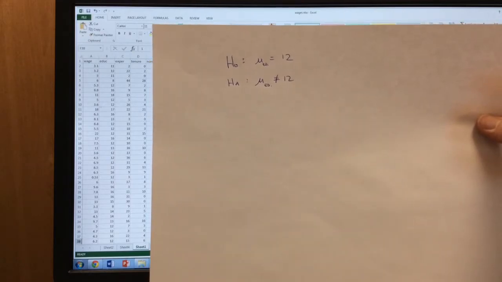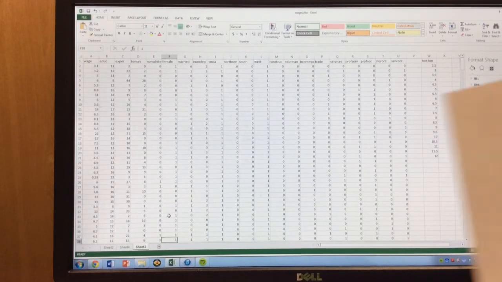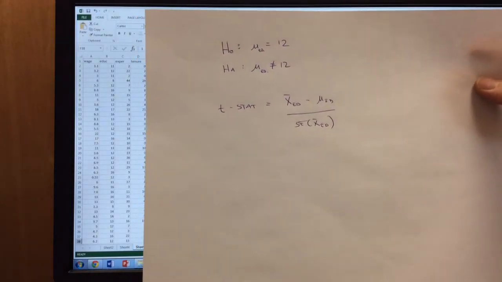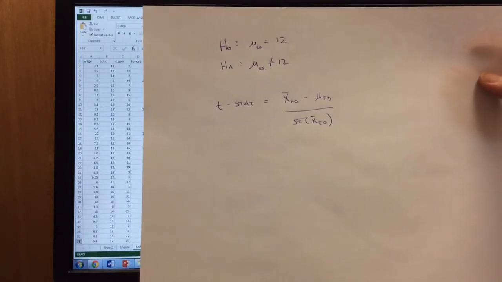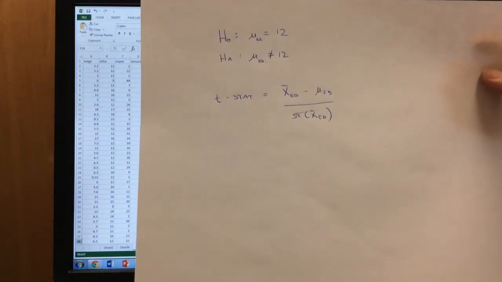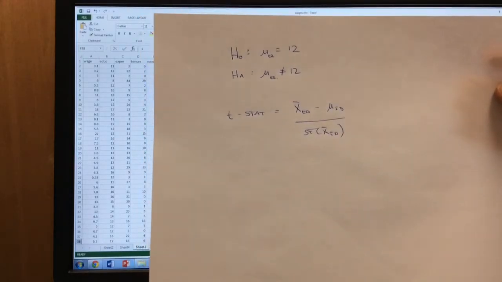So we want to set up a t-statistic to measure this. Our t-statistic is equal to x bar of education minus mu of education over the standard error of x bar of education. So we need to create this t-stat within Excel. What we need to calculate is x bar of education and the standard error of x bar of education. We don't need to calculate the mu of education because we are supposing that it's going to be 12.